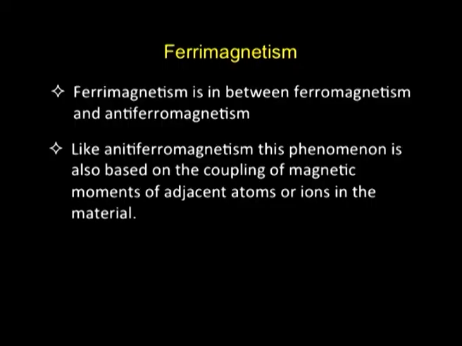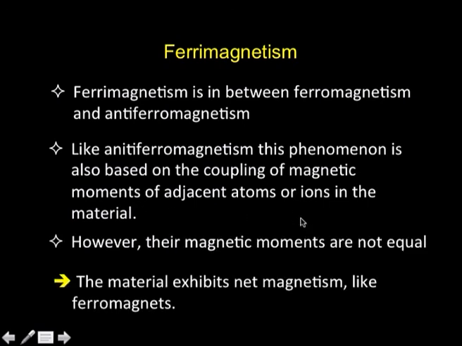In ferrimagnetism, which is in between the two, there is an alignment. Like antiferromagnetic material, the phenomenon is also based on coupling of the magnetic moments, and there is an alignment, but the alignment is not complete. That means there is an alignment in the opposite direction, but the moments are not of equal magnitude. As a consequence, the material does exhibit some net magnetization like ferromagnets. So, it shows magnetism like ferromagnets, and it shows opposite alignment like antiferromagnetic material. That is how it is in between the two kinds of behavior.